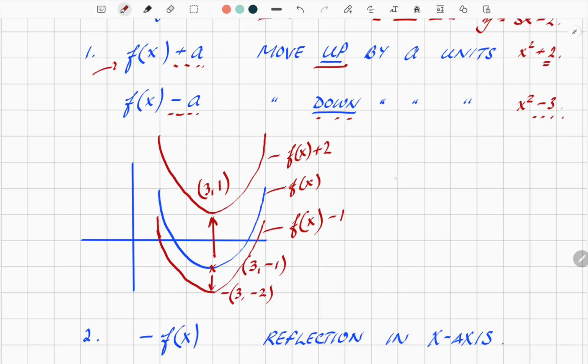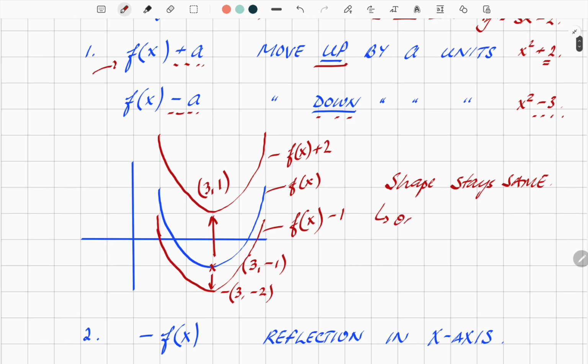The shape does not change. It stays the same. Nothing else changes, just the whole thing moves. Only y values change.